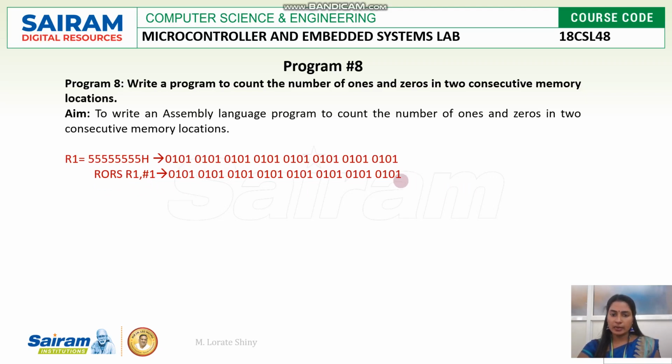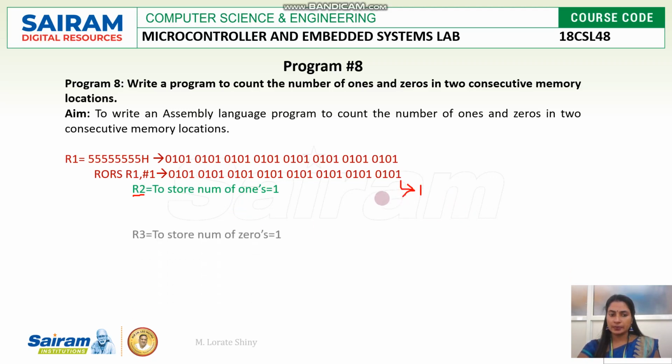So first time, this is the right rotation, no? So the LSB bit will be shifted out. Of the two registers, as I said, the R2 register I am using to hold the number of ones. So every time whenever a one is shifted out, this R2 register will be updated.